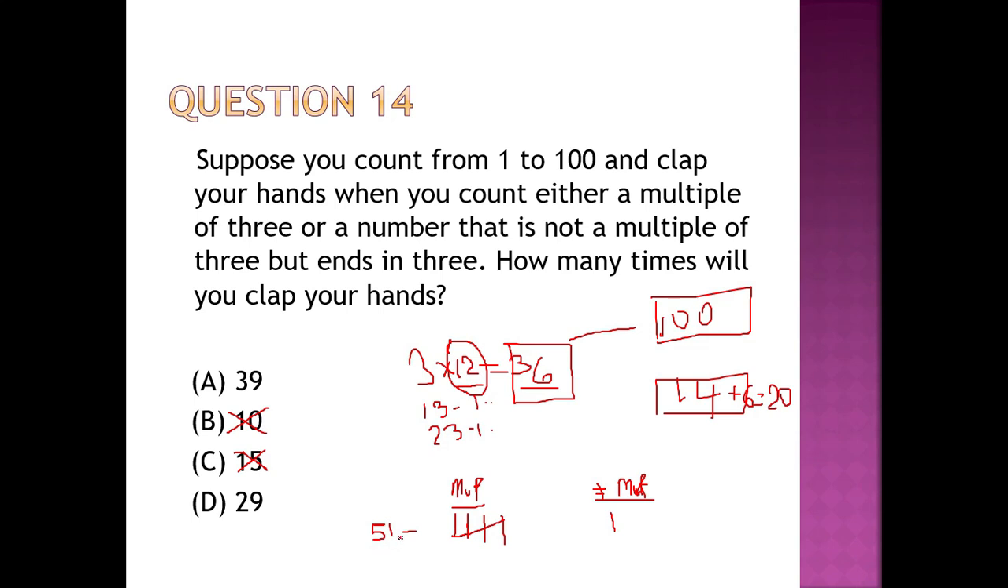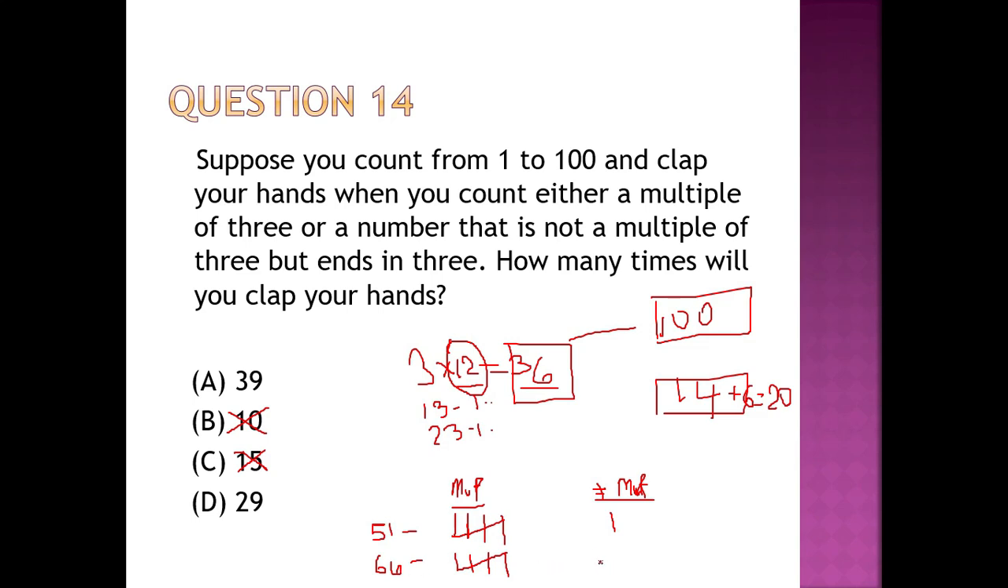So we're at 53. We have 51. So the next multiple of 3 is 54. Then we have 57. Then we have 60. Then we have 63. Then we have 66. Right? That's a 66. I'm going to run out of space.